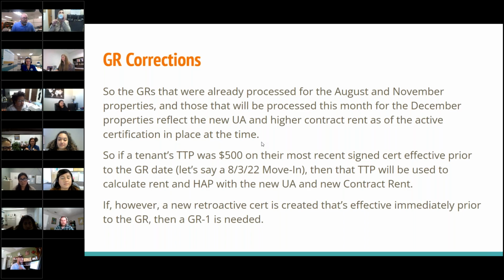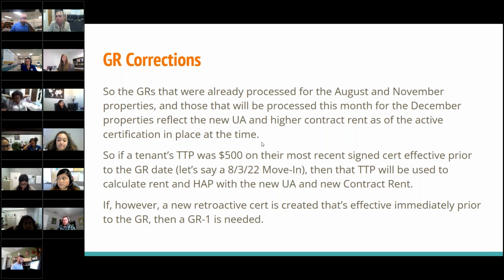What's key to know with the gross rent certification is that's all it's doing. It's just updating the UA and the contract rent, and it's doing that as of a place in time. So whatever the certification was at the time that the gross rent is effective, it's taking that TTP, applying the new UA and applying the new contract rent to get the new tenant rent amount, which is the amount on the ledger, and the new HAP amount that HUD pays.